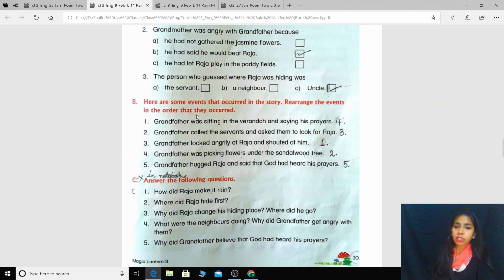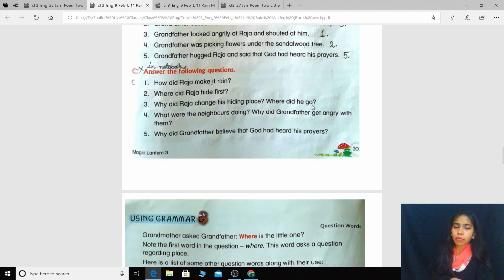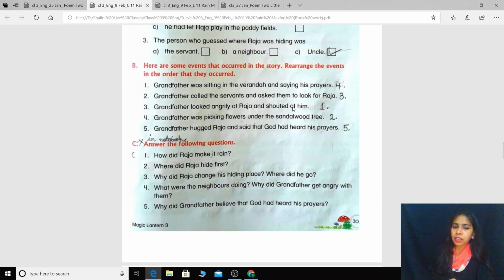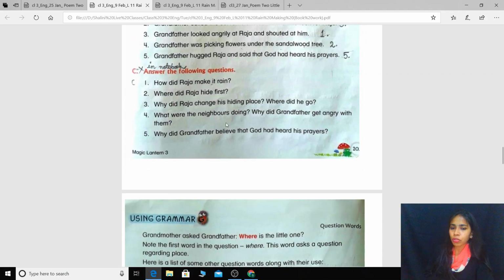Now next one: here are some events that occurred in the story. Rearrange the events in the order they occurred, right? So you can just do this. Okay, I'm not going to repeat the same thing once again, so you can do this on your own.